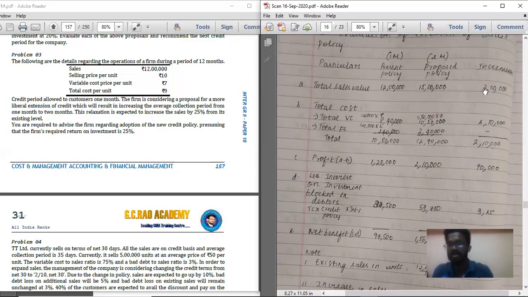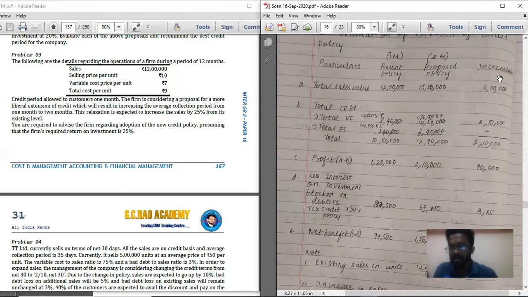Now, what is the incremental value? Below that incremental, open a bracket, take down B minus A, capital B minus capital A. Under present policy, within bracket, record capital A. And under proposed policy, record capital B. And under increment, record capital B minus capital A.